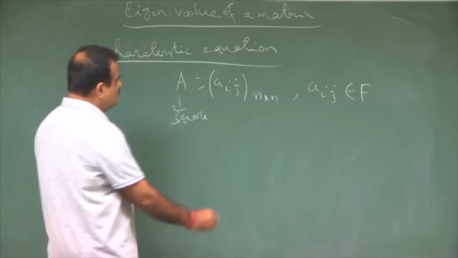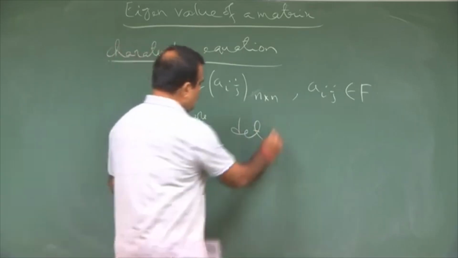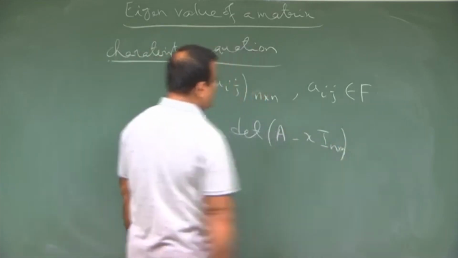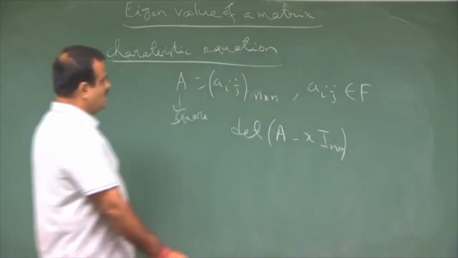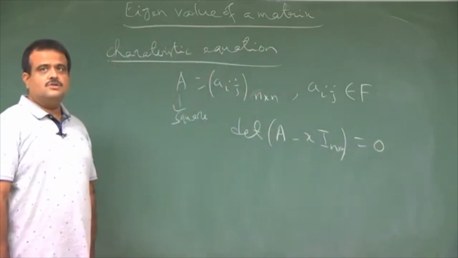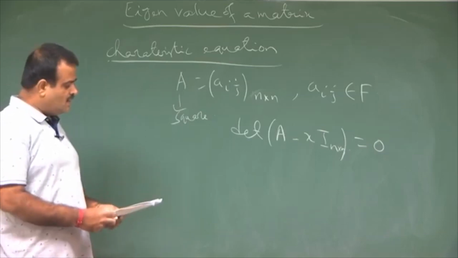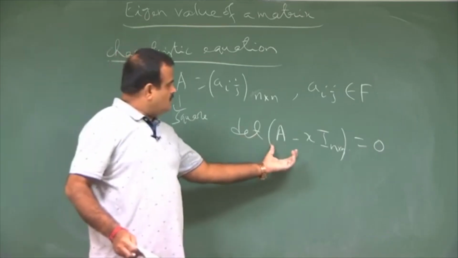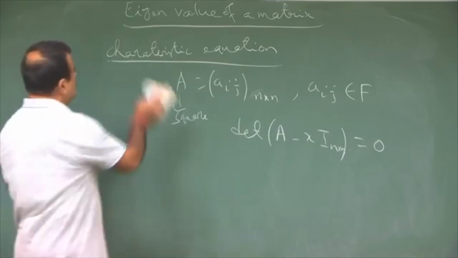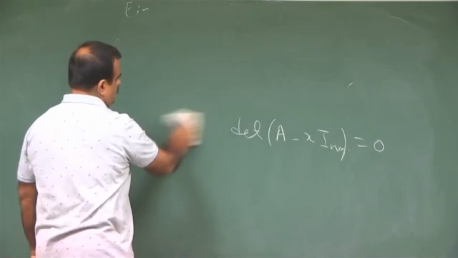Now, if you consider the determinant of A minus x I_n, where I_n is the n cross n identity matrix, and x is an indeterminate, I mean the variable, and we set it to 0, then this will give us an n degree polynomial. That polynomial is called the characteristic polynomial, and if we equate it to 0, that is called the characteristic equation. So, let us see what we mean by this determinant.